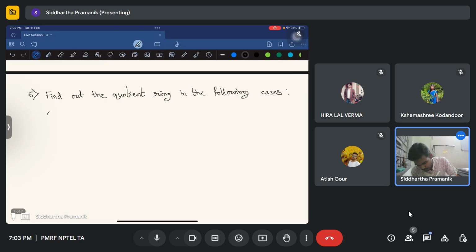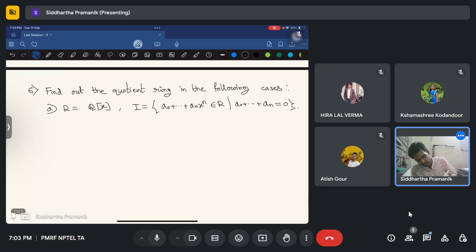Okay, so the first one is, your ring is Q[x], the polynomial ring with coefficients in the rational numbers, and your ideal is all those polynomials a0 plus dot dot a_n x^n in R such that the sum of all the coefficients is 0. Okay, so the sum of all the coefficients is 0.